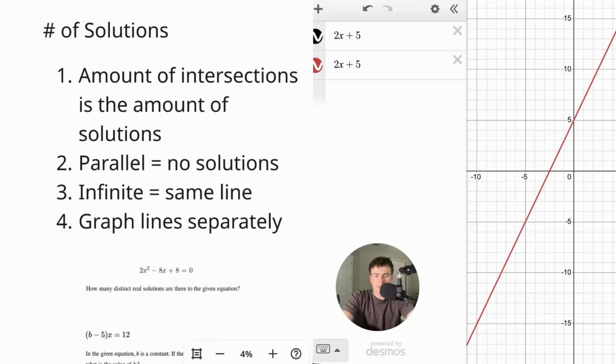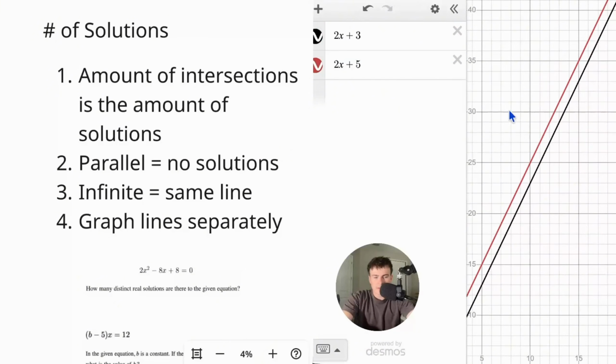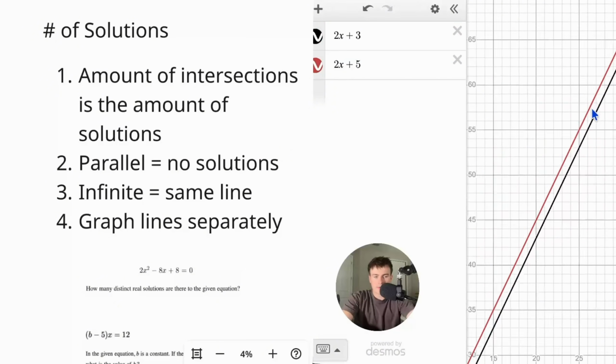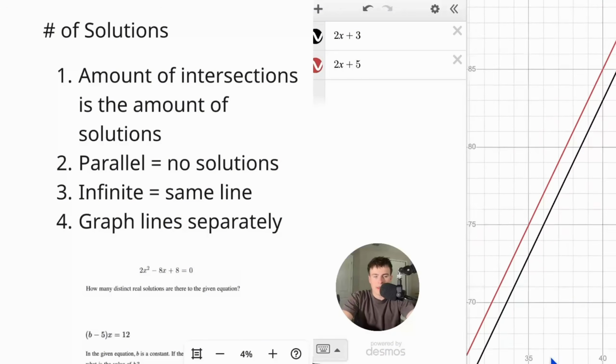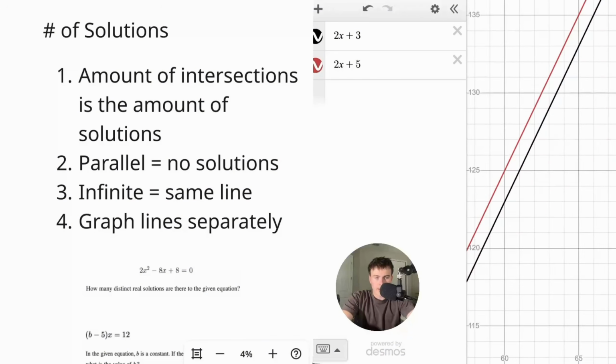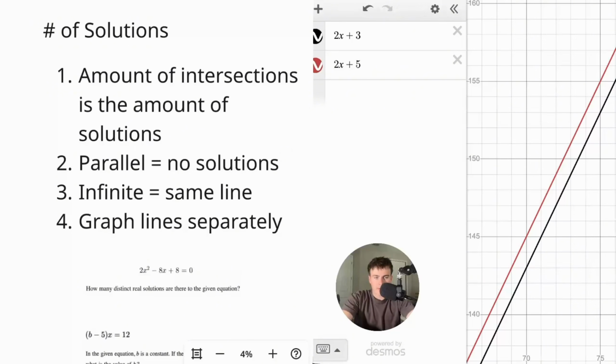Now parallel is a little bit different. Your y-intercept is different, but your slope is the same. So this is what a parallel line looks like. And you always want to make sure you zoom in to make sure that's actually parallel, and drag and go all the way over here. And as you can tell, these are just going to be parallel regardless.